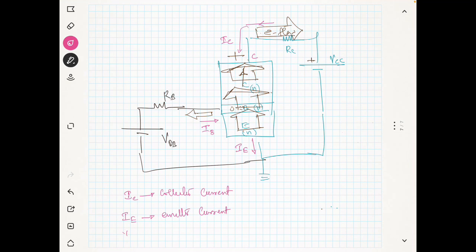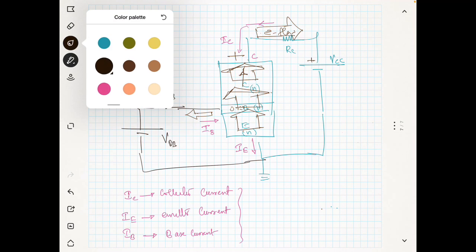Okay, and IB, what is IB? IB is known as the base current. Okay, so we have three different currents. Now what is the relation between all these currents?